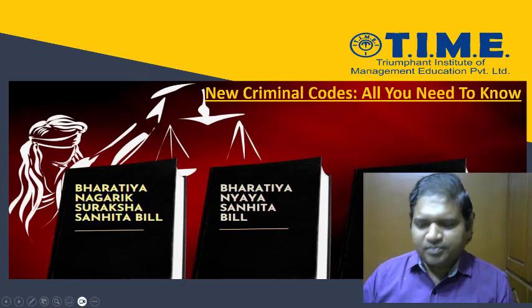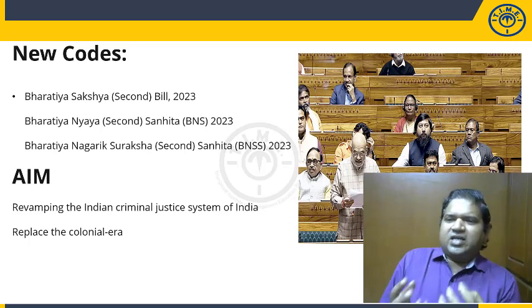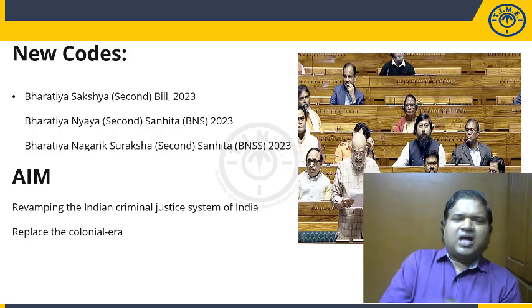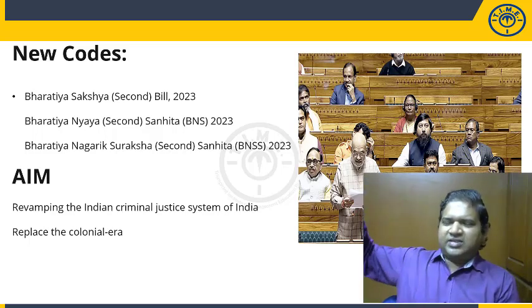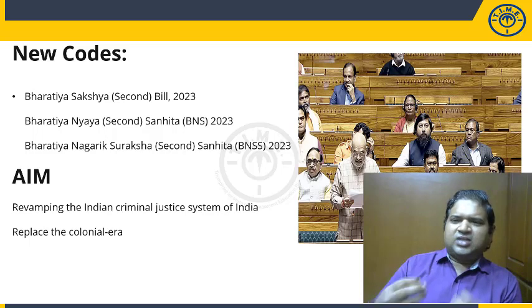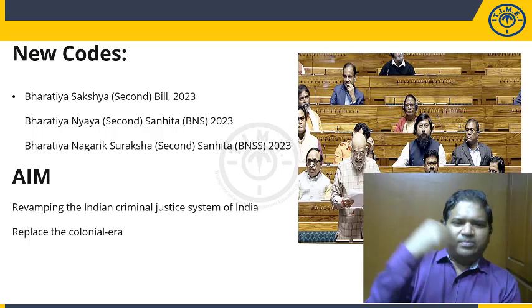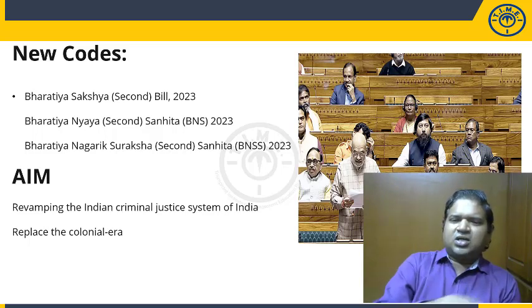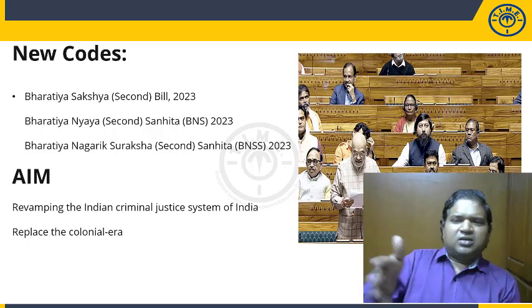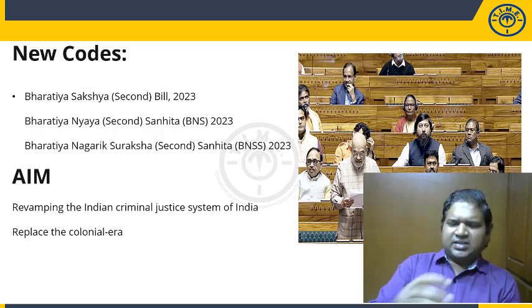Now moving forward, the new codes, as we saw, these are the three, and finally the one that got the assent of the president, it's called Bharatiya Sakshya second bill. Once the first was introduced, so many objections happened, so many changes were required, so many suggestions were taken, and that was ultimately modified, and a second bill was tabled. So be it Sakshya, be it Nyaya Sanhita, be it Nagrik Suraksha, you will see the word second here. So that was the one finally that got the assent of the president. So we have these BNSs, you can remember like this for the sake of convenience.